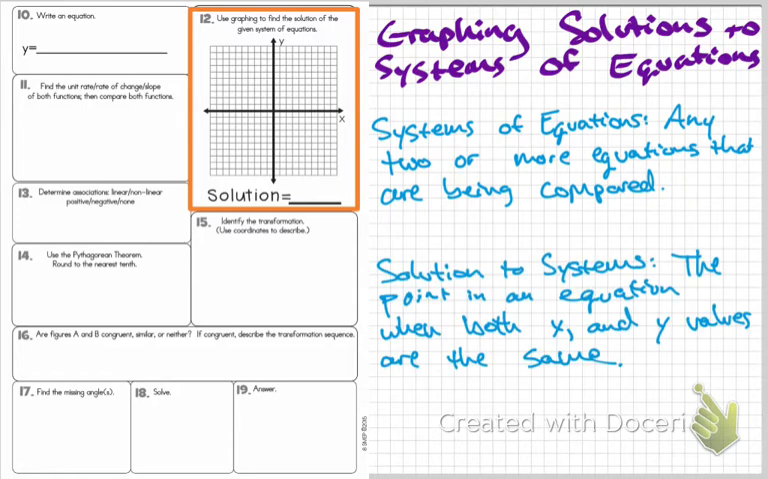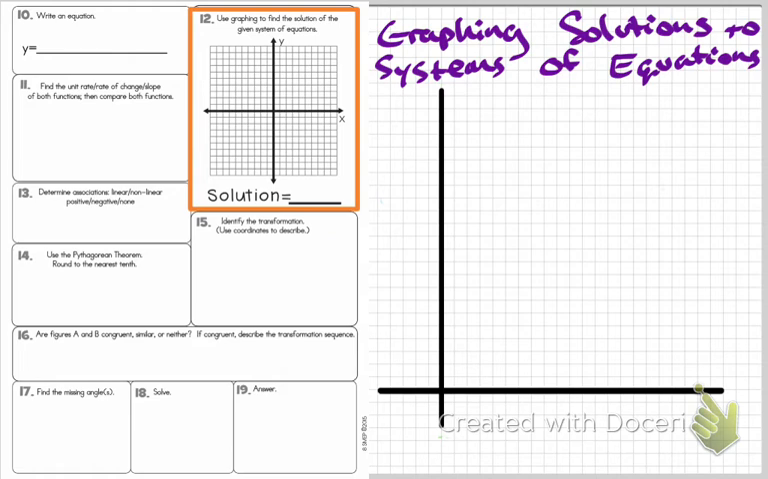When we describe the solution to systems of equations, we are talking about the point on our graph or the time in our equation when both the x and the y values are the same. Since question 12 is asking us to do this on a graph, it's important to know what this looks like on a graph, and we would notice that on a graph, this is going to be the point or the place where our equations or the lines would cross. Let's go ahead and take a look at what this might look like on a graph.